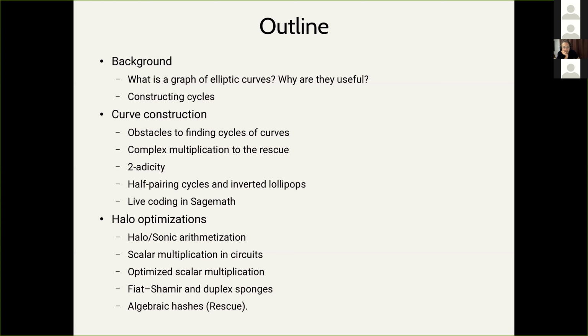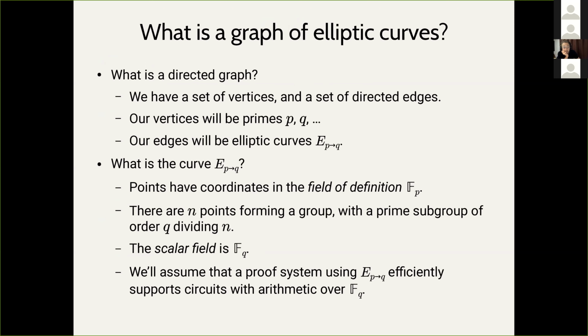Okay, so let's carry on. What do I mean by a graph of elliptic curves? It's a directed graph, so we've got a set of vertices that are going to be the primes defining our fields, so the field of definition of each curve. And then the edges between those primes represent the curves themselves. So we draw an edge from one prime to another, from P to Q, when the field of definition is FP, and we have an order Q prime order subgroup. So FQ is where we're going to be doing the cryptography in the proving system.